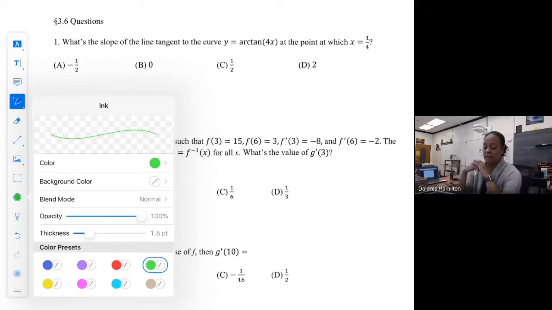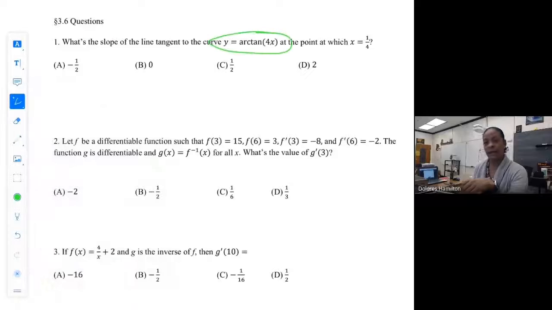Let's look at question 1. They're asking for the slope of the tangent line to y equals arctan. What is that? That's the same as inverse tan of 4x at the point where x is 1/4. So arctan of 4x. I'm just going to write this. So now we want y prime because I want the slope of the tangent line.